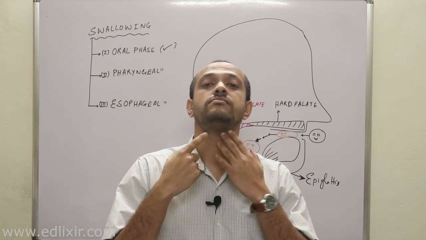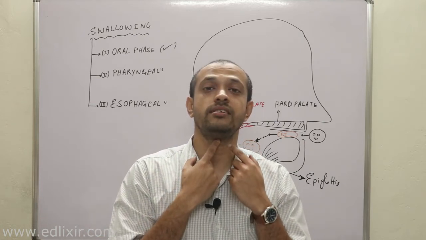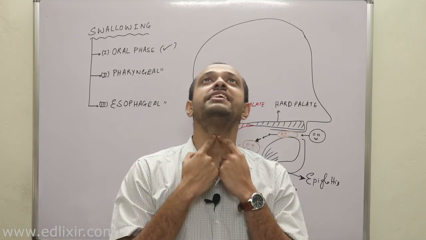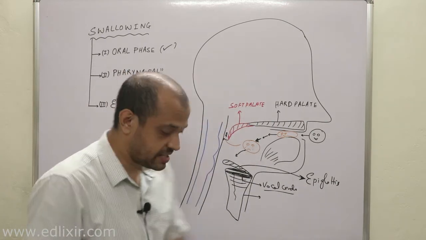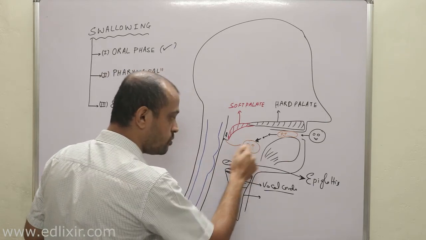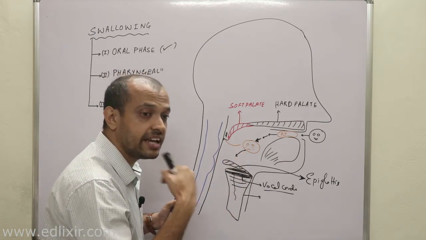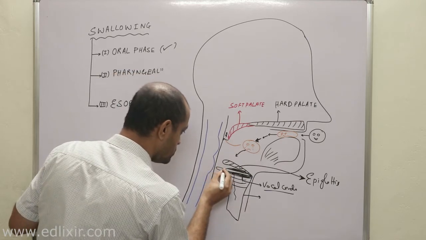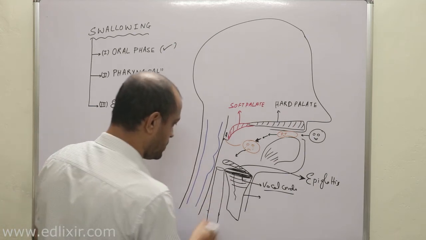Touch your anterior triangle of the neck and try to swallow. Then you will understand that your anterior triangle of the neck goes up. That means there is some mechanism at work when you are swallowing this food bolus. When you take a bolus inside, this is your esophagus, right? This is your esophagus, the food pipe, and this is your windpipe.